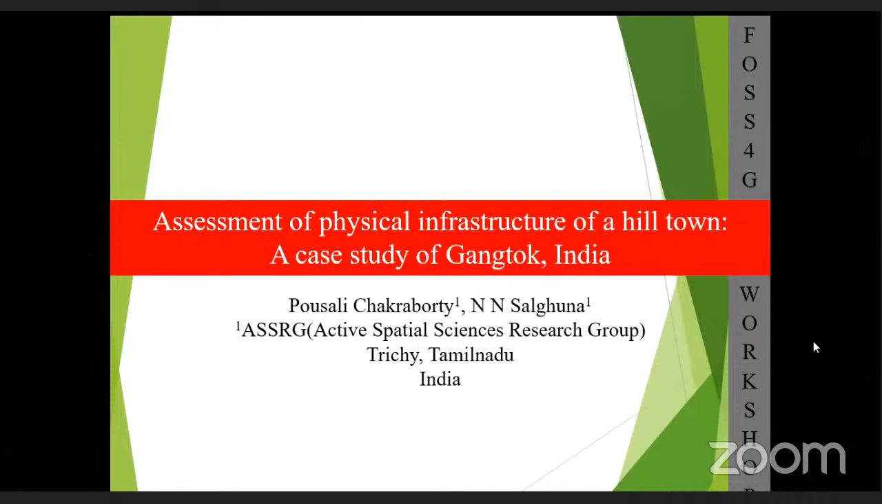So keeping up with the conference theme, that is BTS, that is Beyond Time and Space, both of us have chosen the topic which is always one of the most important factors for development of an area, that is infrastructure. So my topic is assessment of physical infrastructure of a hill town, a case study of Gangtok, India.